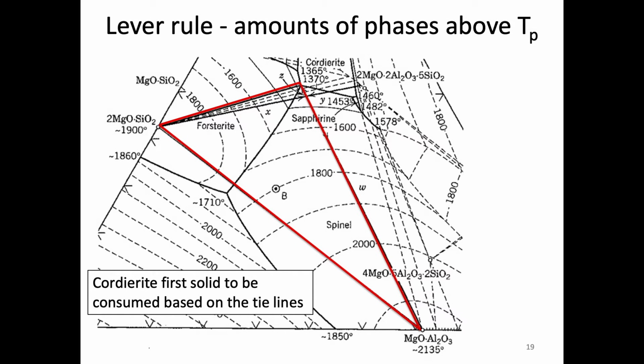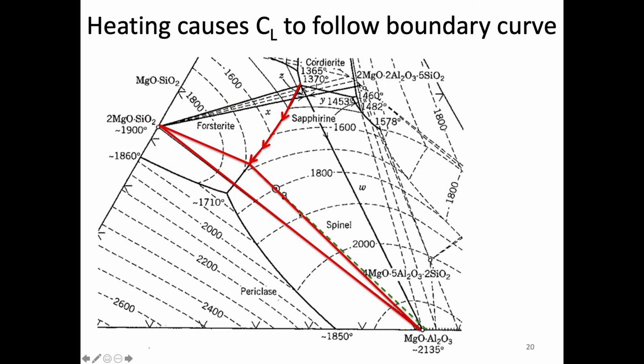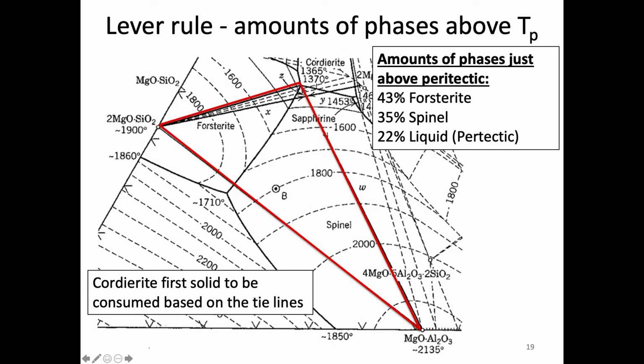All right, so now above the peritectic temperature, we know that corderite is going to be the first solid consumed by those tie lines that we just looked at. And so we know that above the peritectic, then, that's going to be the first solid to be eliminated, and we're going to be left with the liquid, and then spinel and fosterite. And so we can draw our triangle for those phases, and we can use B as our fulcrum and get the amounts. Oops. And so that's what we have here. So 43% fosterite, 35% spinel, and 22% liquid at the peritectic composition.